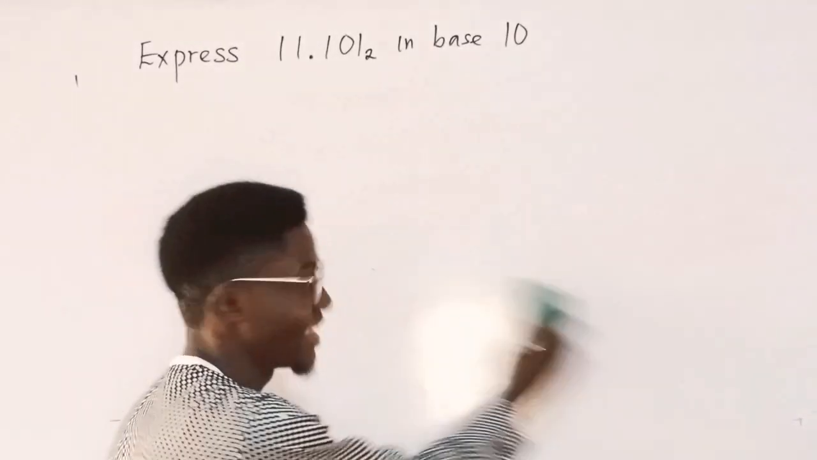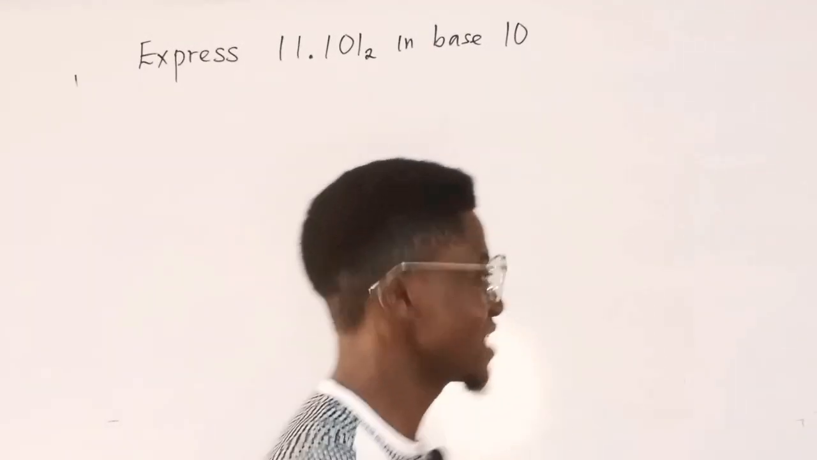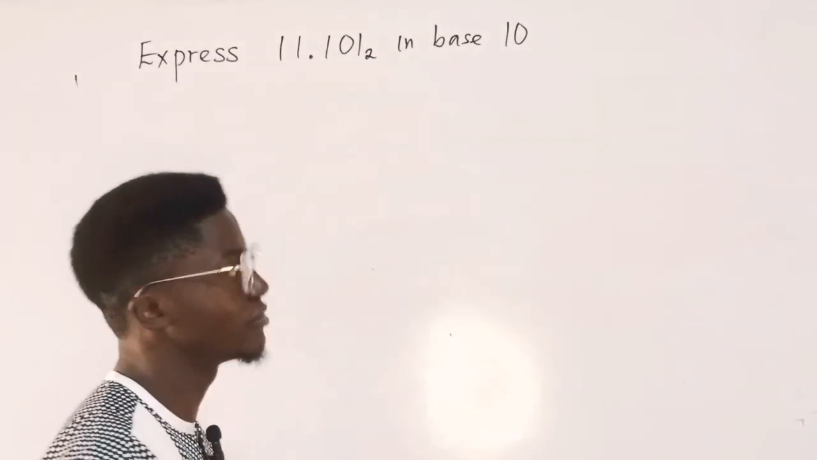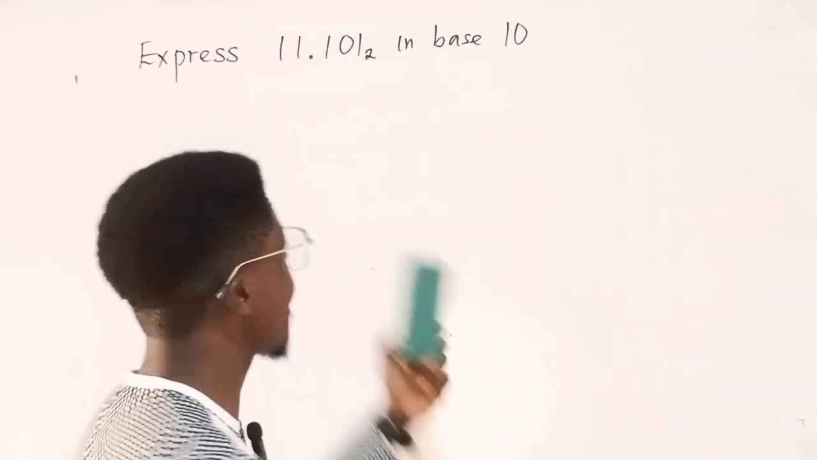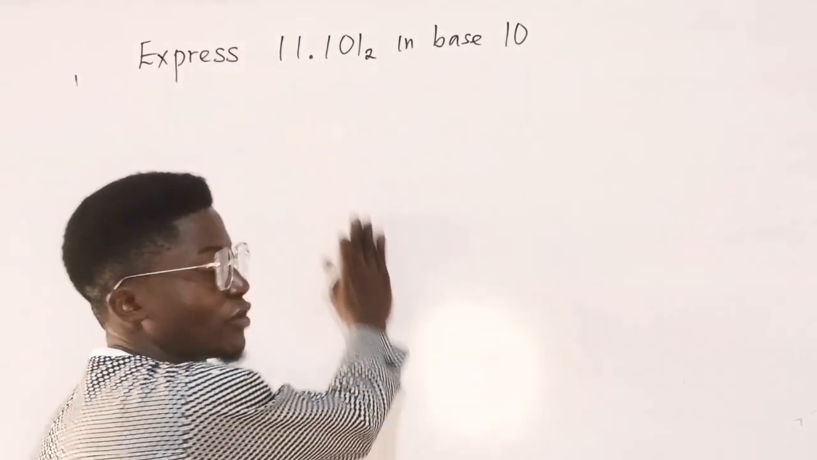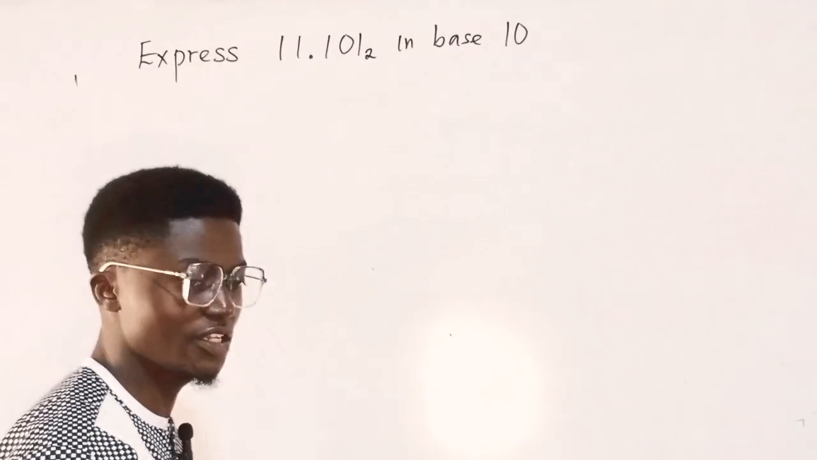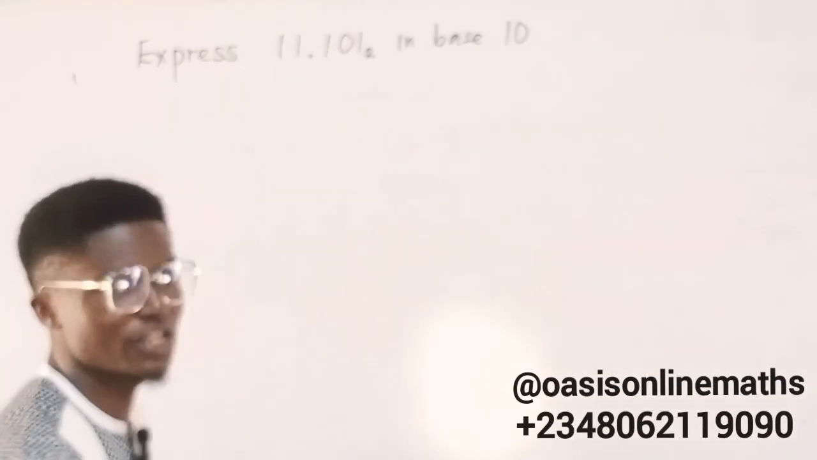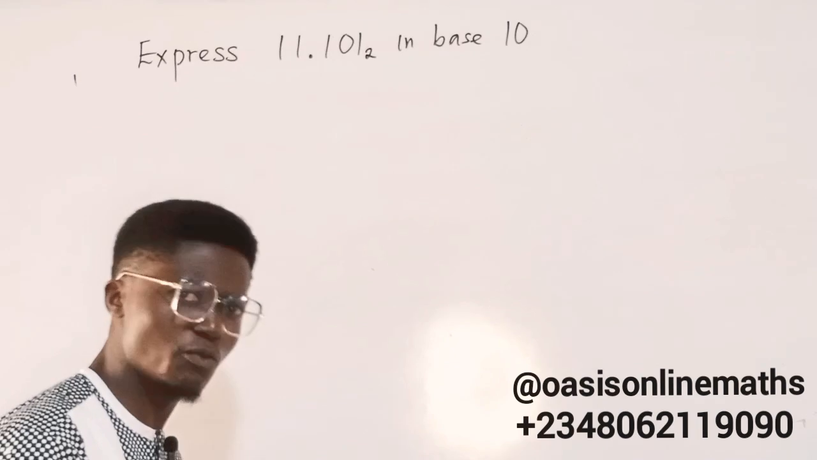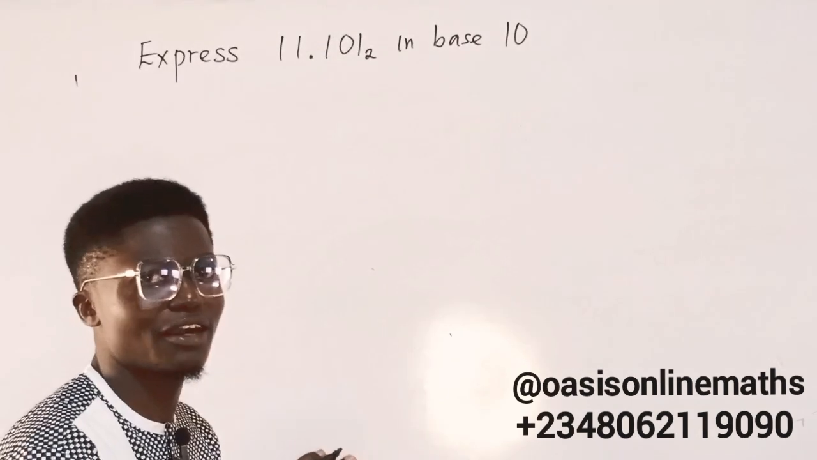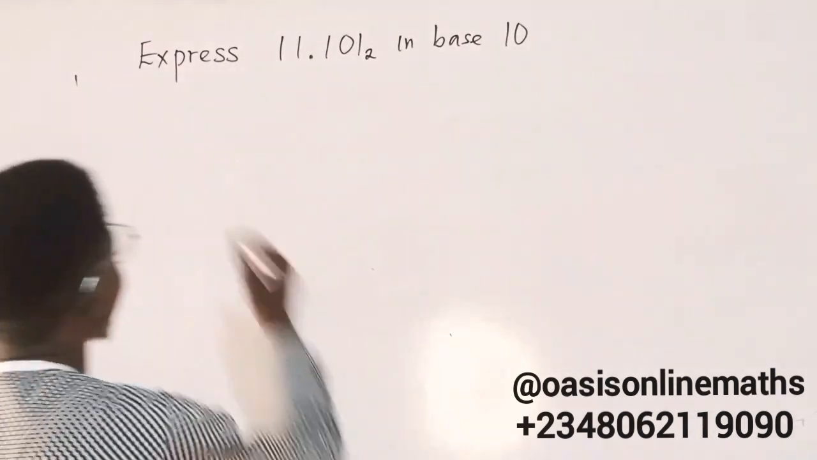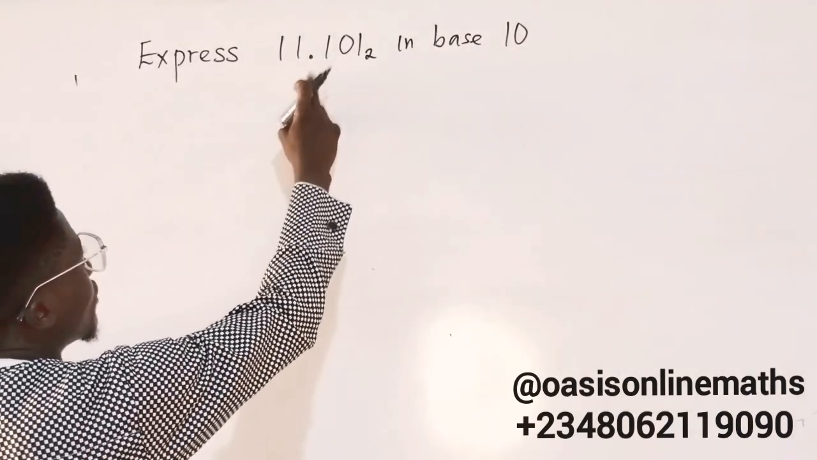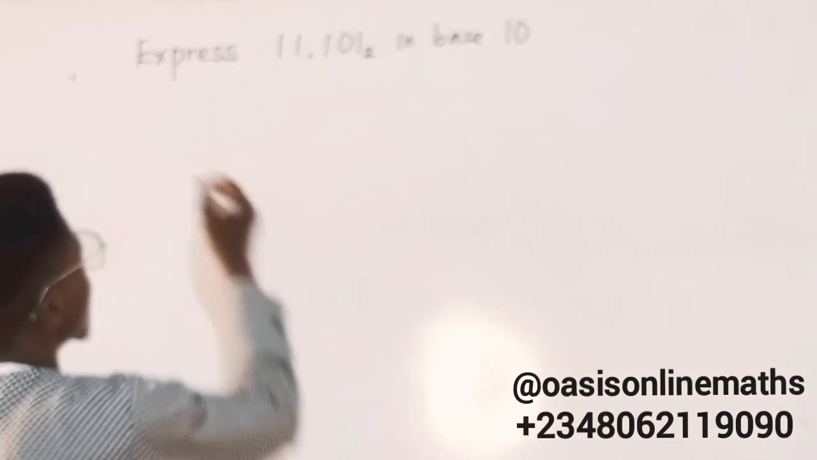That is where we learn everyday mathematics. Now, the question says we should express 11.101 base 2 in base 10. And look at this. This is not like the previous one that we used to do. This requires decimal. How do we express this when it comes to decimal? It's the same way, but there is a slight pattern that we introduce. First and foremost, we have 11.101 base 2.